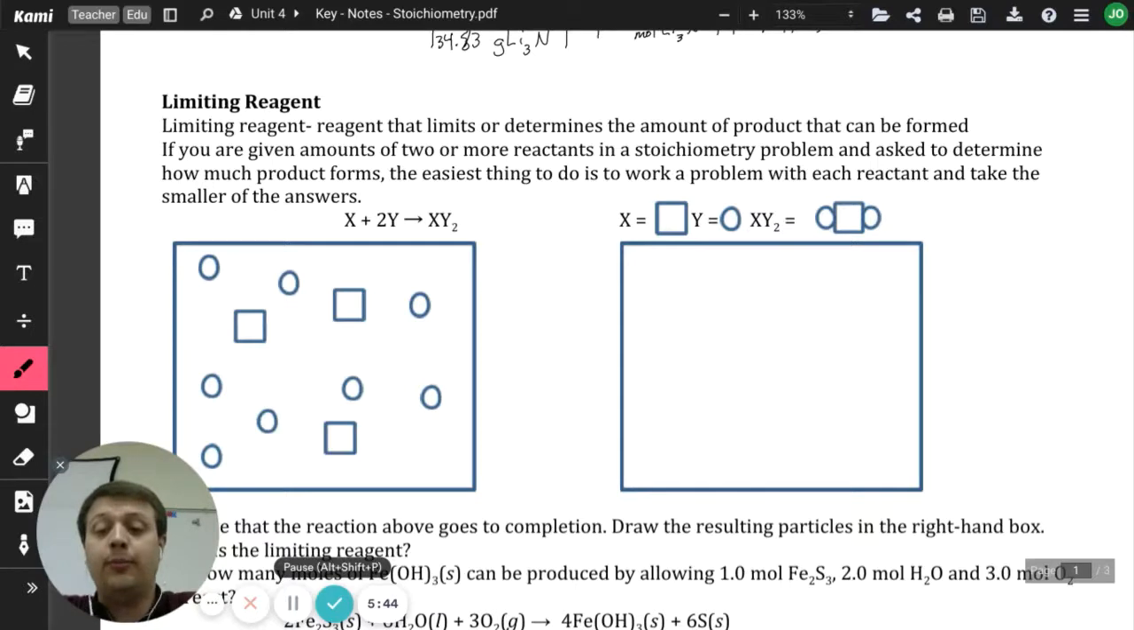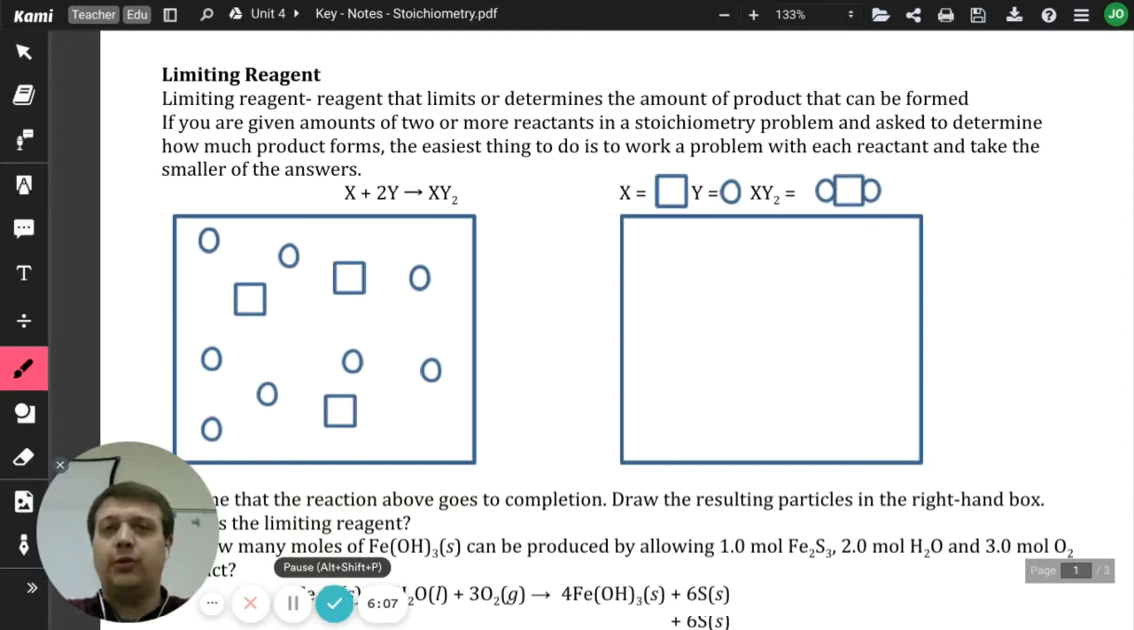So if you're given two amounts in stoichiometry and asked to figure out what is your limiting reactant, or it might say something like how much product would be formed, the easiest way to work the problem is to solve through both of the stoichiometry problems and then take your smallest answer. Okay. So let's take a look at this. This is essentially what a limiting reactant would be.